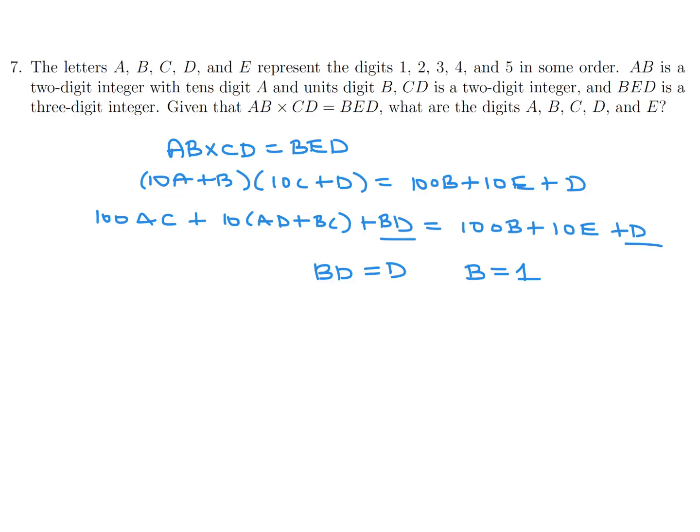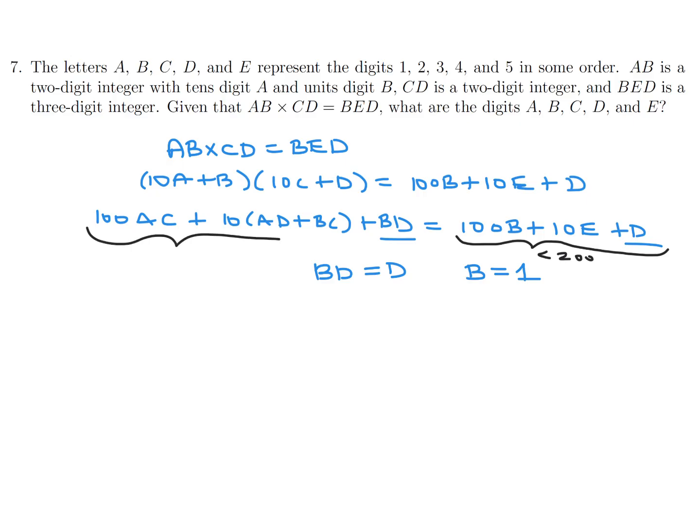But I don't know if that's true. Now let's see if that works. We know that this side here, if B was 1, then that would be 100 plus the maximum would be like 90 something. So this side has to be less than 200.